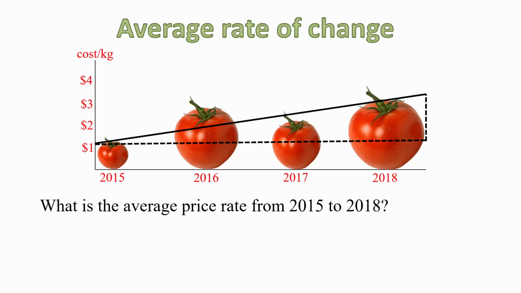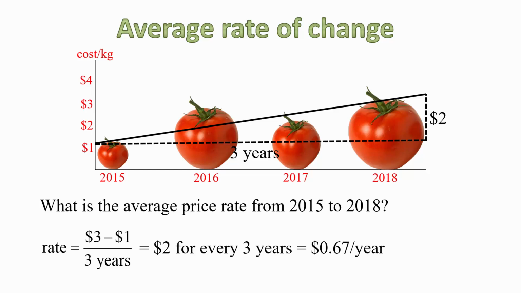And we make a large right angled triangle out of that line, and then we do what we have done before. We work out rise over run to obtain an estimate for the rate. So the rise is $2 because it's $3 minus $1. The run is 3 years from 2015 up to 2018, and there we are. So that gives us a rate of $2 for every 3 years, or 67 cents per year. So that means the average rate of change of the price of 1 kilogram of tomatoes is 67 cents per year.